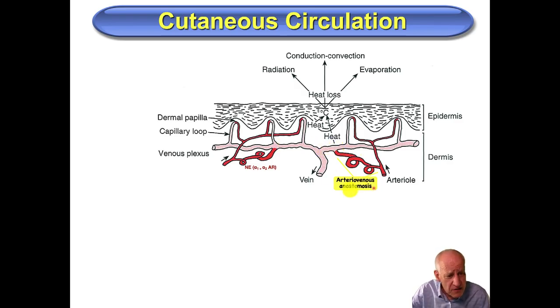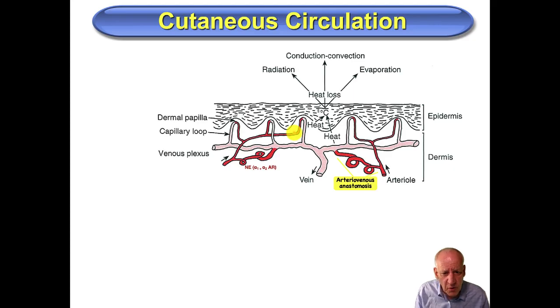These AV anastomoses are particularly prominent in the so-called acral skin. This is the skin that lacks hair. The fingertips, the palms of the hands, the soles of the feet, the toes, the ears, the nose, the lips. These regions of the skin are prominently equipped with these AV anastomoses.